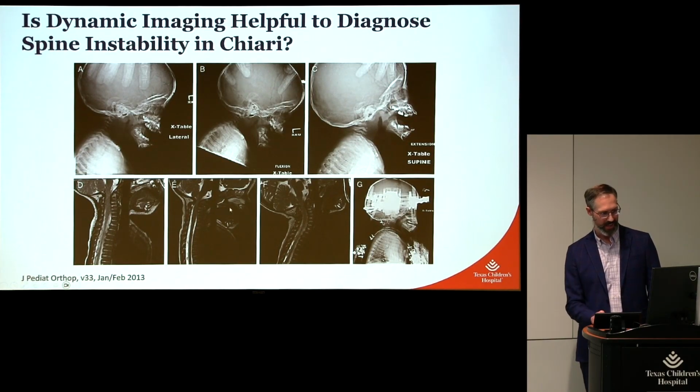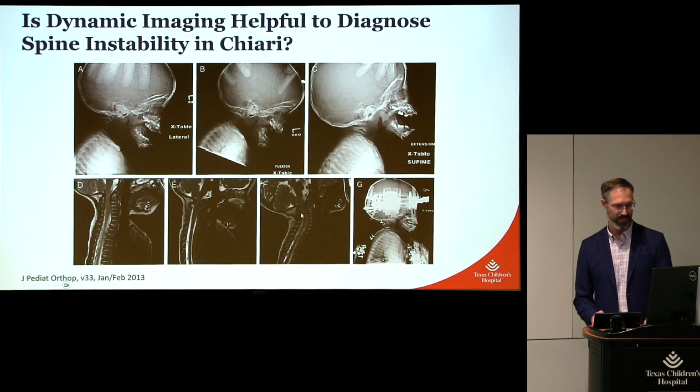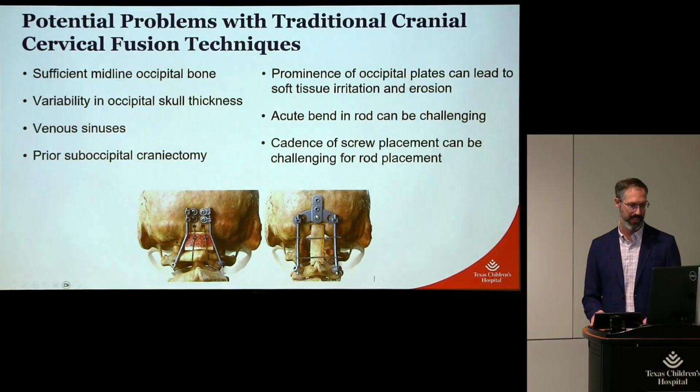And you can see when the child's head is flexed, you can see the chin coming down to the chest. You can see how narrow and compressed the spinal cord is. Whereas when the child extends, you can see how the space opens up a little bit. And so this child then went on to receive a fusion, and symptoms improved.